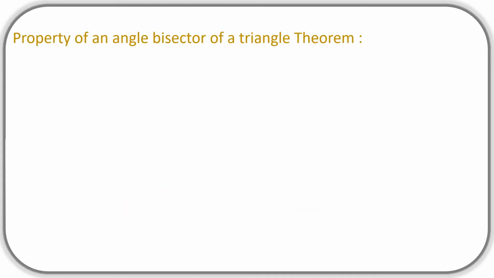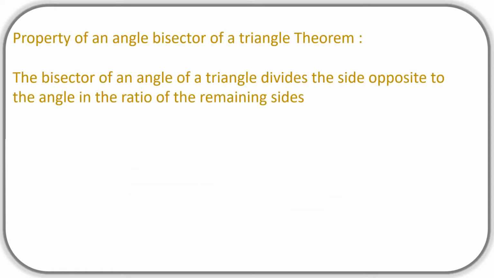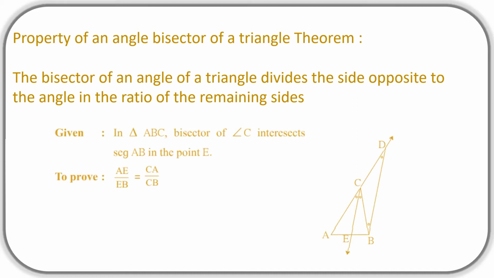Property of an angle bisector of a triangle. This is also another theorem. The bisector of an angle of a triangle divides the side opposite to the angle in the ratio of the remaining sides. Many people will have remembered it, and the rest will remember it from the diagram.